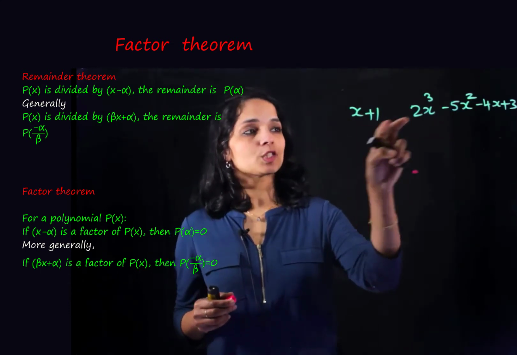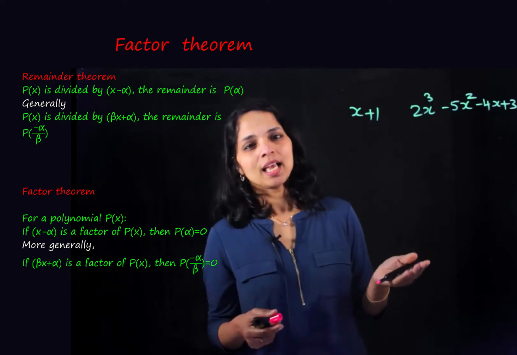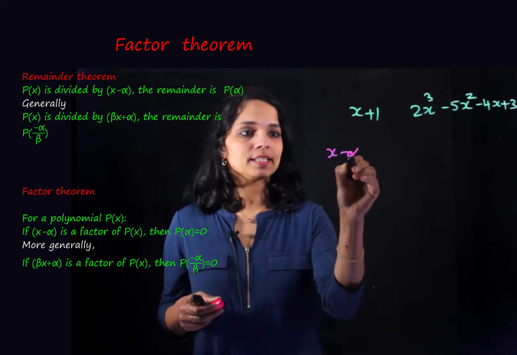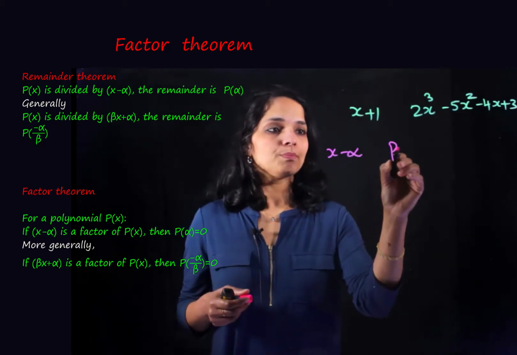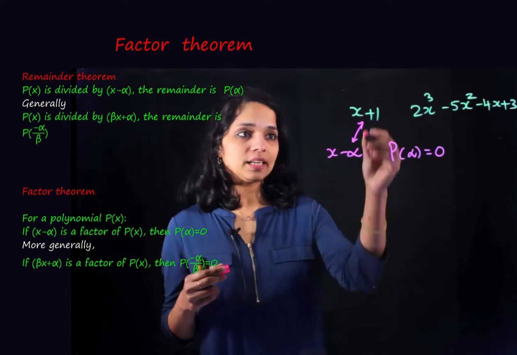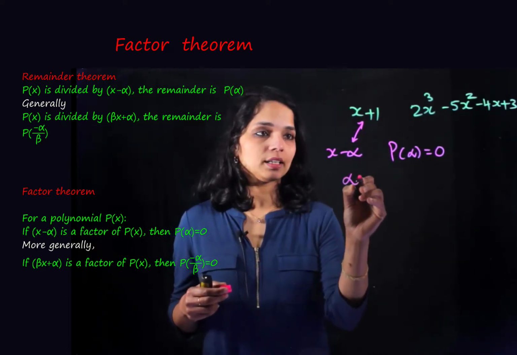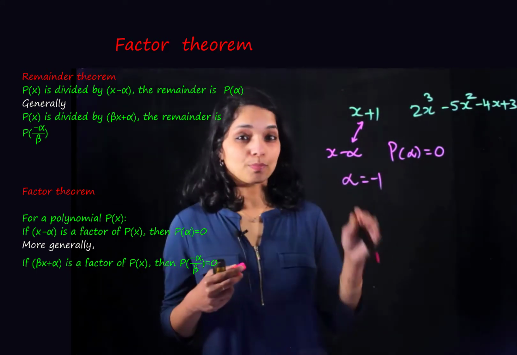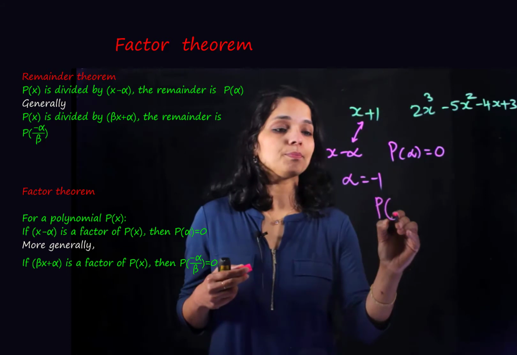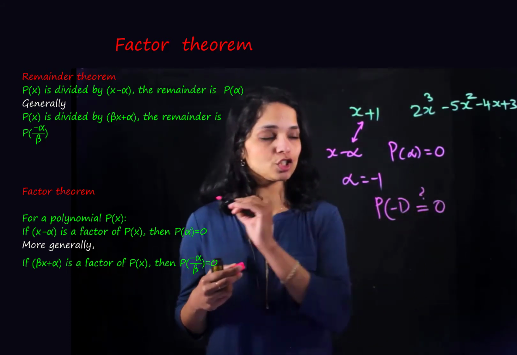Prove that x plus 1 is a factor of this polynomial. Okay, let's use a simple statement. If x minus alpha is a factor, then p of alpha, the remainder, equals 0. Comparing these two expressions, we can quite easily see that alpha equals minus 1. So to prove that x plus 1 is a factor, we need to prove that p of minus 1 equals 0. So this is what we're going to check.